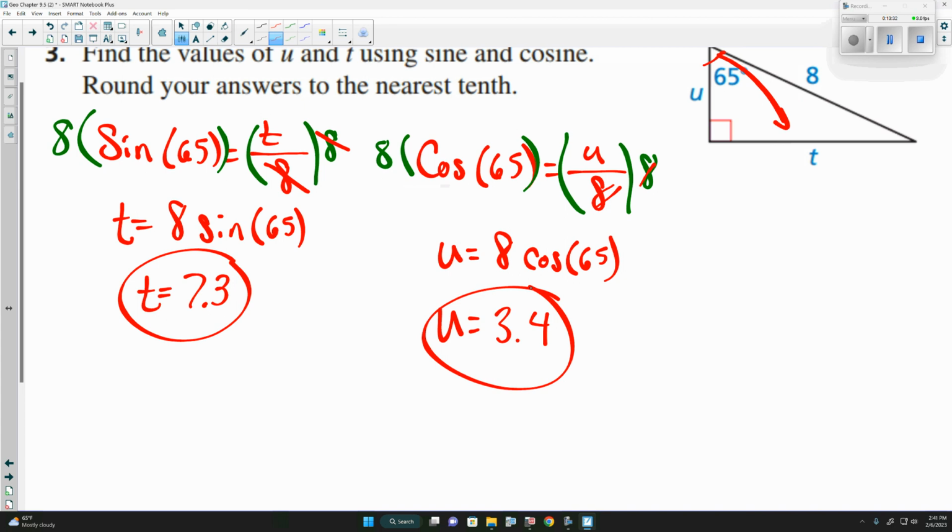Would we expect the value of t or u for this problem here to be bigger than 8? No, because 8 is what? The hypotenuse. Hypotenuse is always the longest side. Any questions on any of this here?